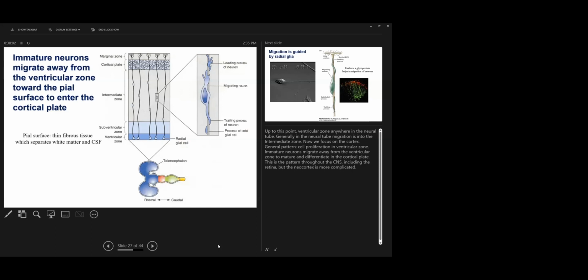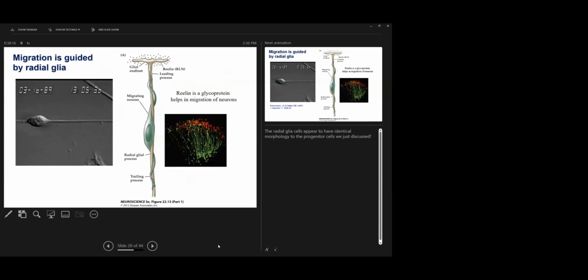So there are distinct processes. You have the process of the radial glial cell. This is the process of the neuron, called the trailing process, and this is the migrating neuron, and this is the leading process of the neuron. Basically, the radial glial cells act as a support for the migrating neuron. Here is a typical structure of radial glial cells and the migrating neuron generated from the radial glial cell.